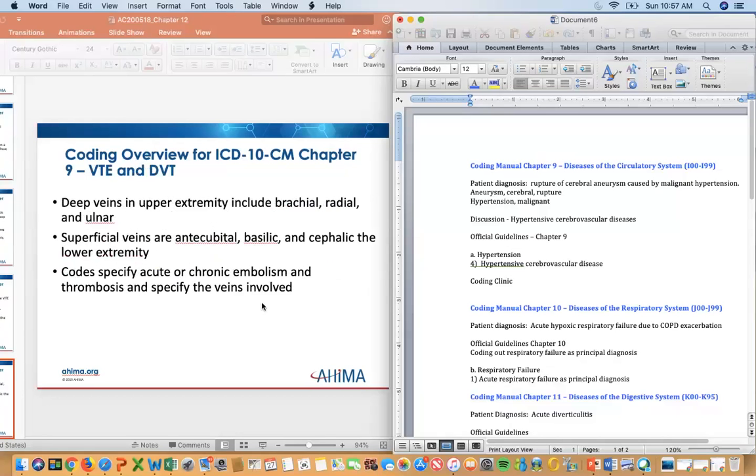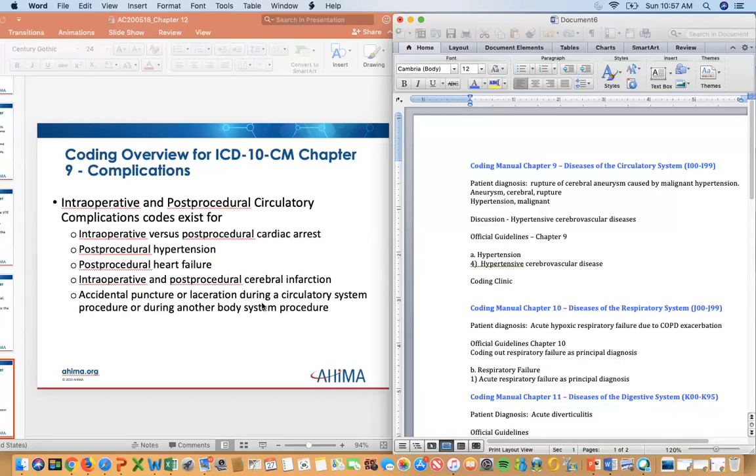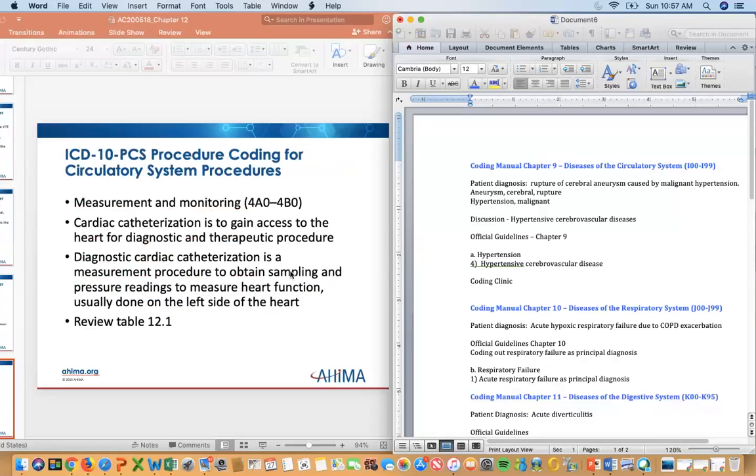And here we have VTE and DVTs, intraoperative and post-procedural circulatory complications. And again, they do a very nice job if you have someone that's been in surgery. Intraoperatively, maybe they have a cardiac arrest, post-procedural hypertension, etc. are some of the diagnoses that should be coded. We look at that for medical necessity. It also helps bump up the reimbursement. We'll look at that today too, in terms of how it affects reimbursement.